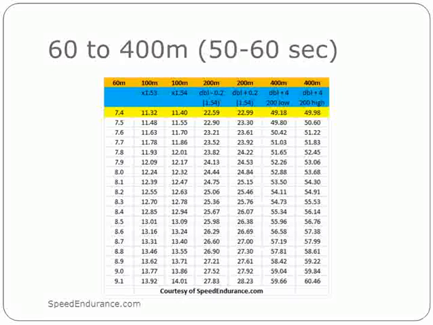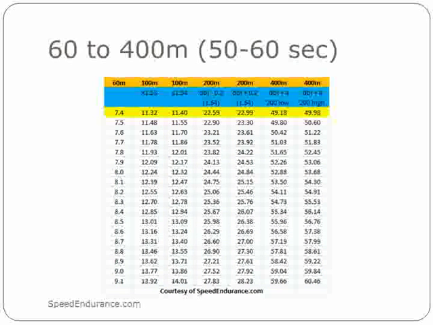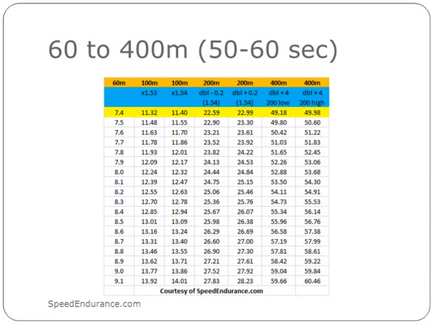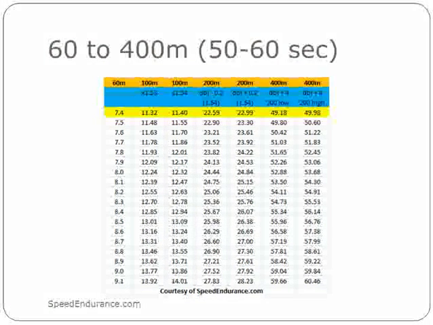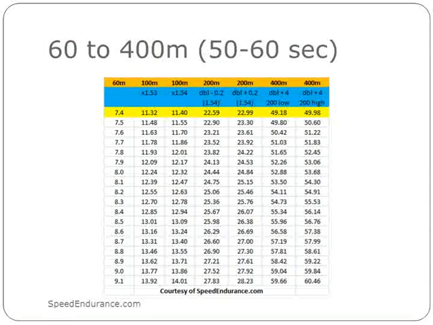Now, this next table is the same as the first, but it's on the upper end of the scale. So if you want to break 60 seconds, which is the second to last line, you're looking at 9.0 for 60, high 13 for 100, 27 mid, 27 high for 200, and that should get you under 60 seconds for the 400 meters.